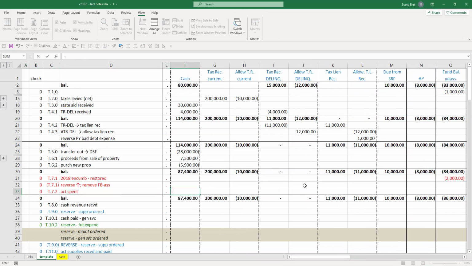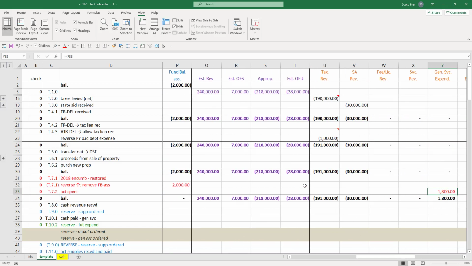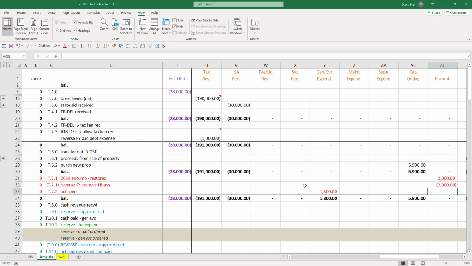The actual amount was 1.8 million. And we're going to debit general services expenditure for that same amount. So there's my debit. That was the true amount. The encumbrance is just there to say that if there's a time lag between when we send a purchase order and when we actually receive the goods or services, that's the encumbrance account. That's why we use that.